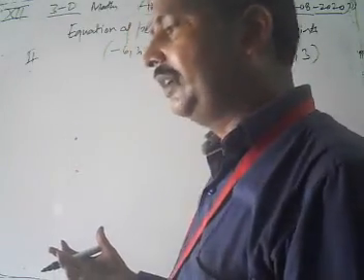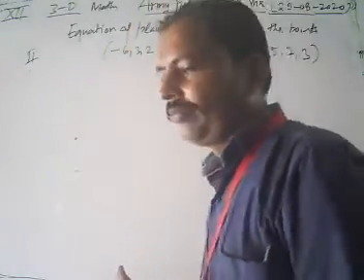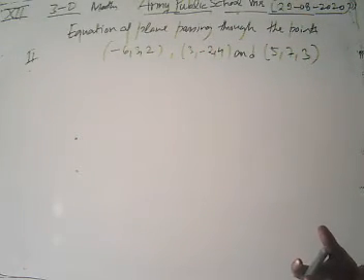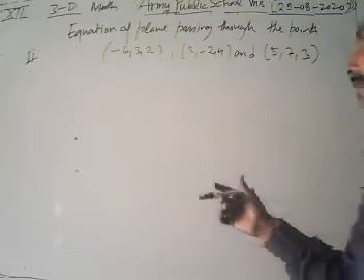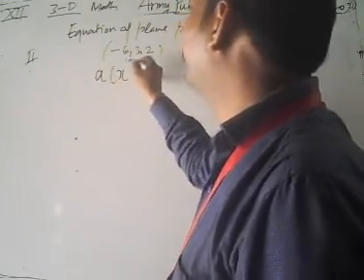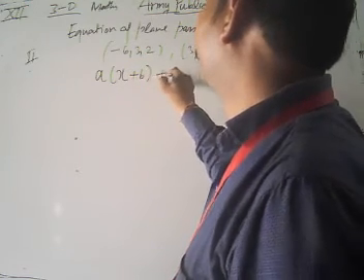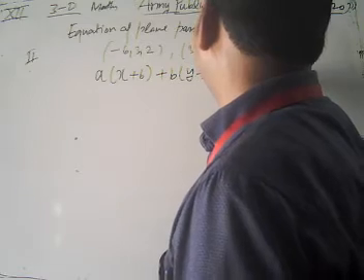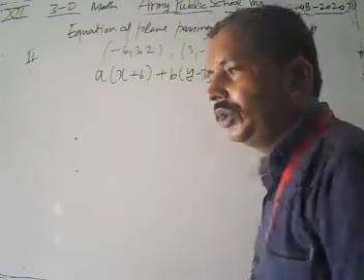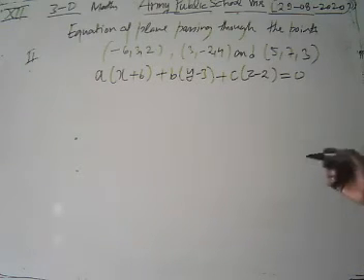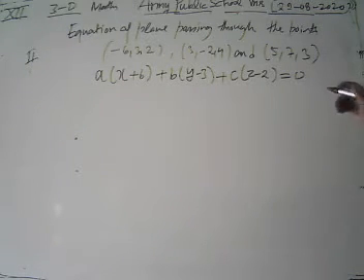If we have a plane given, then remember that our equation of plane which is passing through minus 6, 3, 2 is given by a(x + 6) + b(y - 3) + c(z - 2) = 0. Now this is our equation of plane passing through the point minus 6, 3, 2. Take this equation of plane as equation 1.